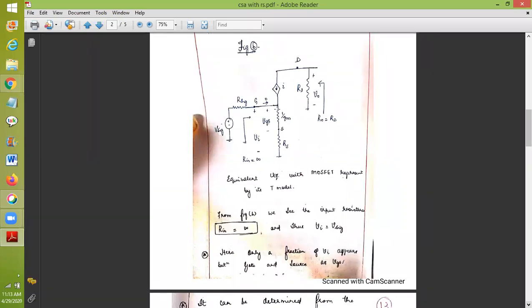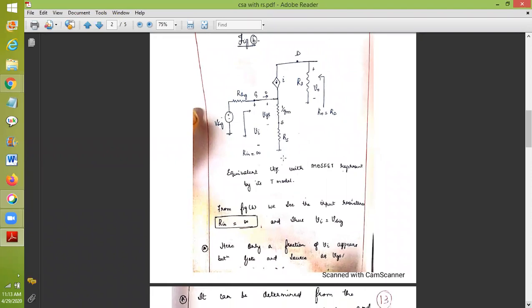How to find the current here? The current through VI, VI divided by 1 by Gm plus Rs. Okay, very good. So the total current flowing through this resistance is VI divided by 1 by Gm plus Rs.